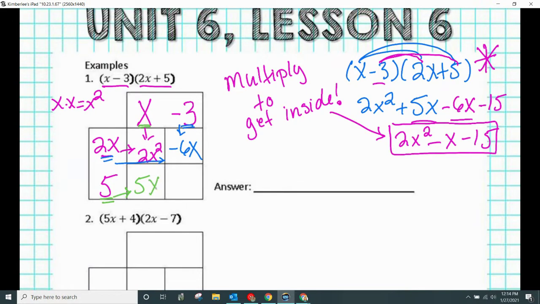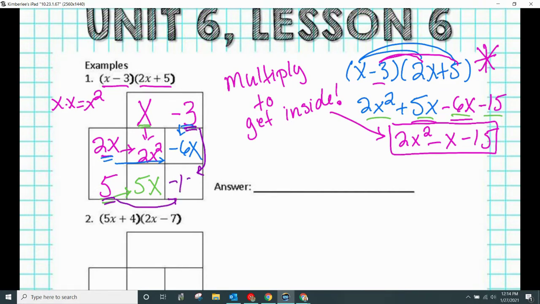Now, this should be looking familiar. These pieces, we got them all over here on the side. Okay, so now, let me grab one more color here. I'm going to multiply the 5 times the negative 3, and of course, it's going to go in this box right here. So 5 times negative 3 is negative 15.